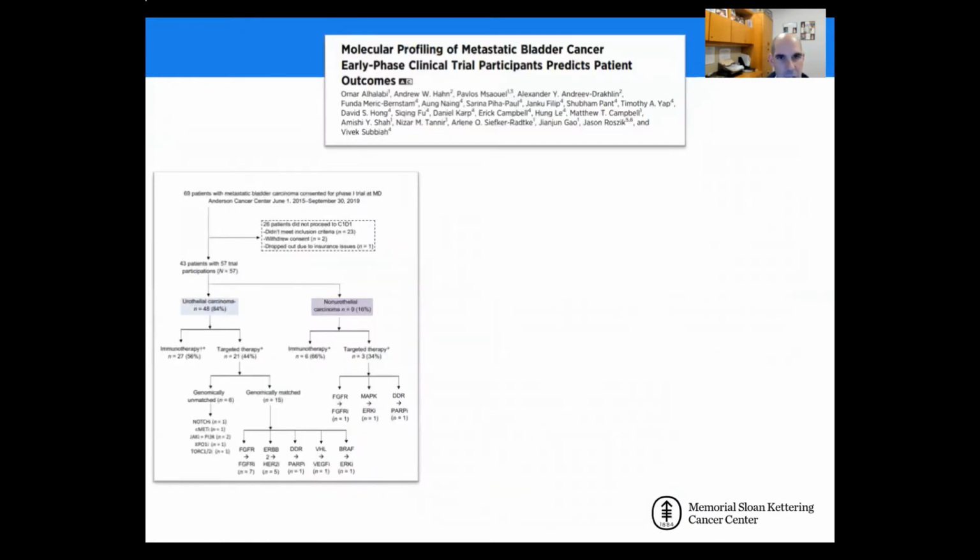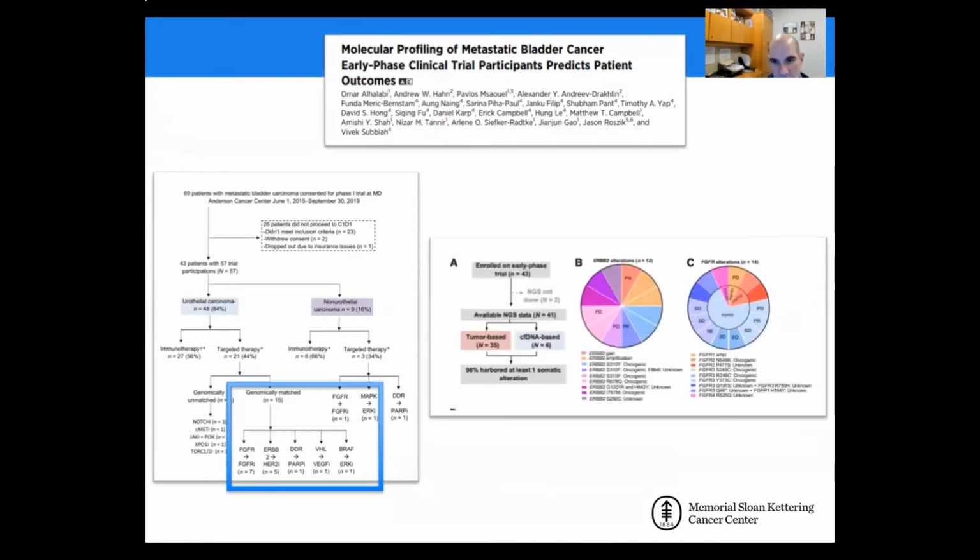This is some data from the MD Anderson group looking at their phase 1 clinical trial cohorts. And as you can see, just highlighting over here and looking at genomically matched clinical trials, two of the most common are FGFR3 and ERBB2. ERBB2 is also known as HER2, and so very common in breast cancer as a therapeutic strategy. And so potential opportunities also in bladder cancer as well with ERBB2.